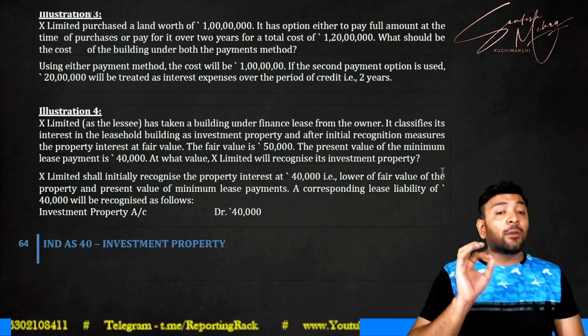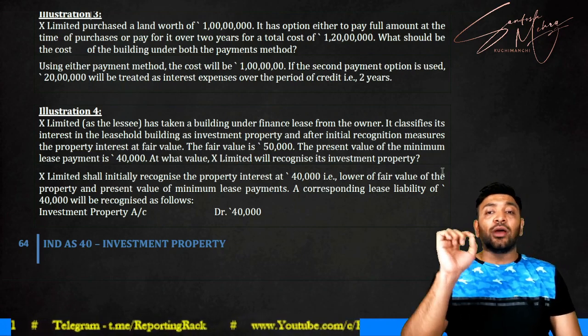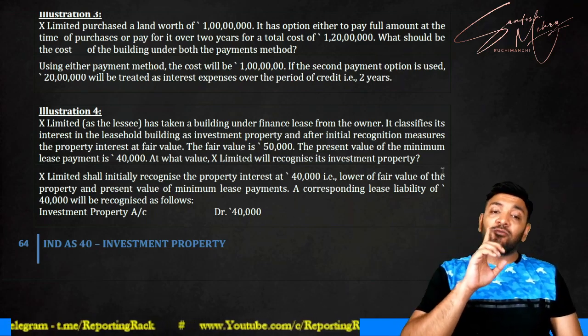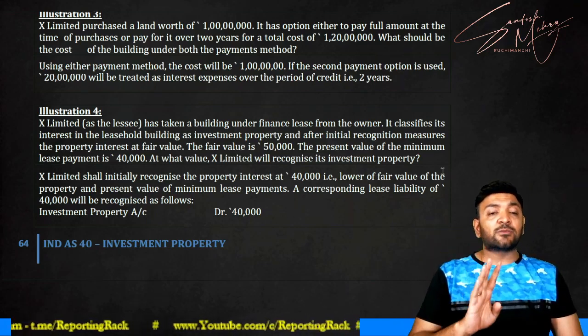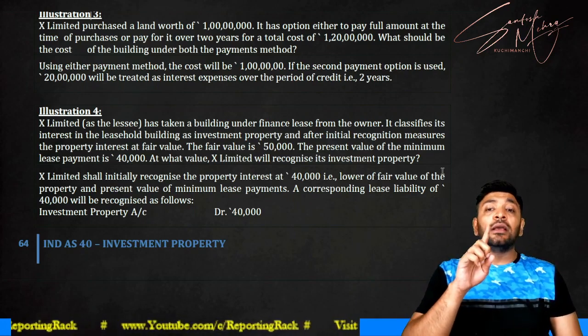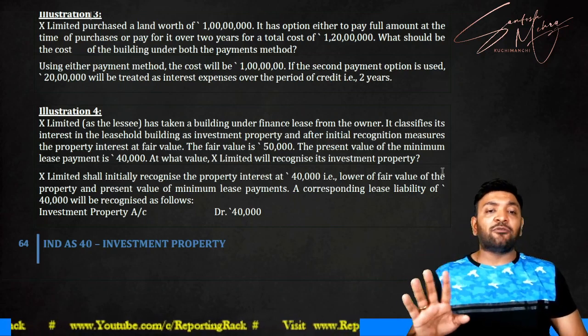Fair value is not possible. My recognition should only be as per Ind AS 116. Ind AS 116 applies present value of minimum lease payments, which is 40,000. Therefore, the investment property should only be recognized at 40,000. The 50,000 of fair value is only eligible to be disclosed. It cannot be presented at fair value.